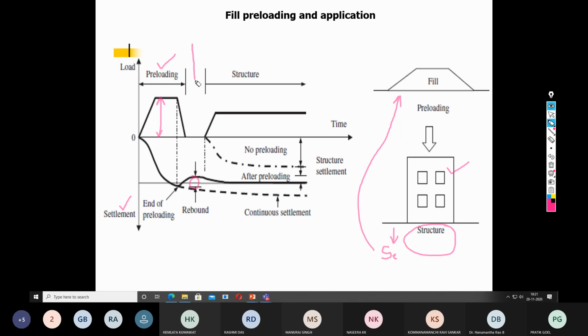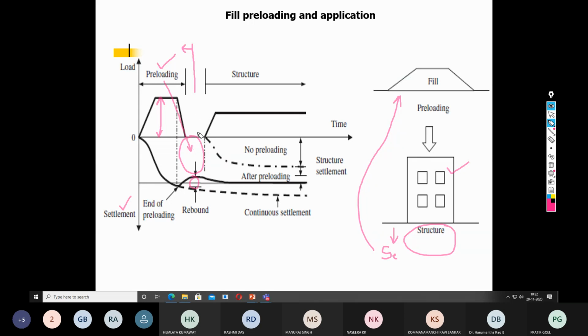Now if you look at the step below, here we imposed the load and removed it also, but there was no full rebound of the settlement. This is the rebound, but the majority of the settlement is permanent settlement. Therefore, there is no recovery of settlement of that particular soil sample. That is an advantage. Because of the preloading condition, we achieved a condition where the settlement has become permanent.